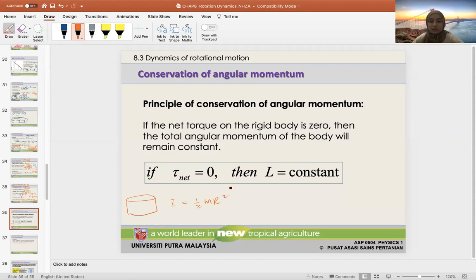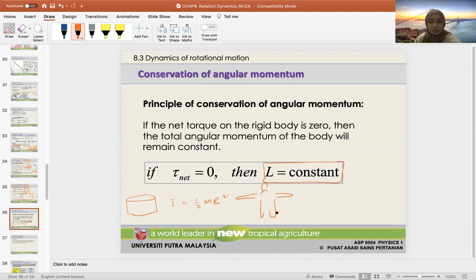So now the figure skater, using the principle of conservation of momentum where L should be a constant, right? There's no net external torque applied to the figure skater. She's rotating on her own lah. So when she extends her arms, she is increasing her radius, right? Imagine the figure skater like a solid cylinder. When she extends her arms, she is extending the radius.